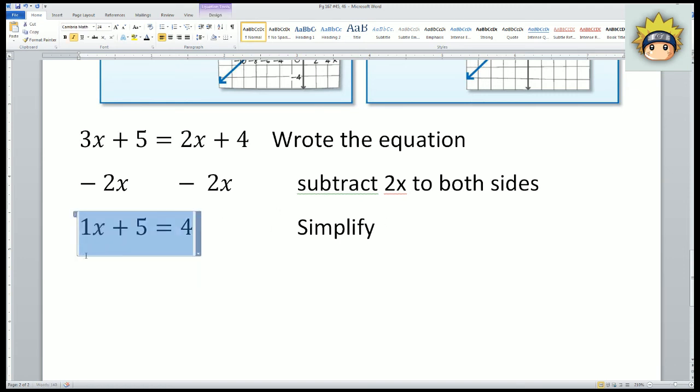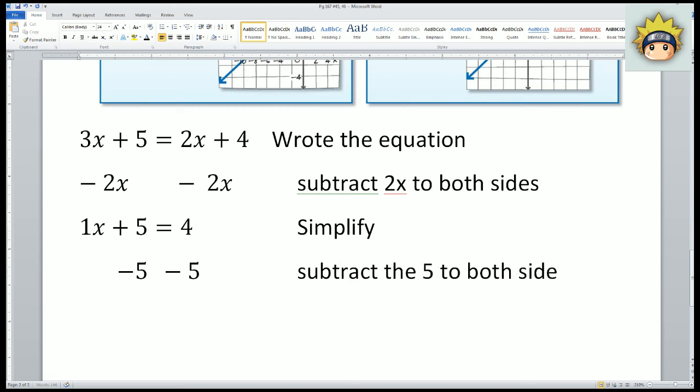Next, it looks like the x is not alone, so I have to subtract the 5 from both sides. The reason I do that is I'm trying to get the variable alone. Once I do that, 5 minus 5 is 0, and 4 minus 5 is negative 1. So x equals negative 1.